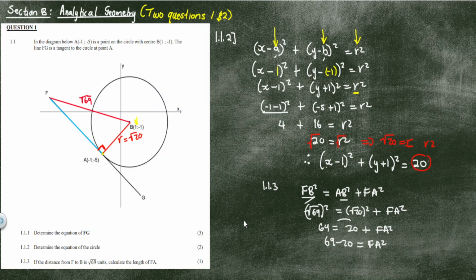So I'm going to calculate 69 minus 20. I'm getting 49, which is equal to FA squared. So now square root both sides. I find that FA is equal to 7 units. So that's our answer, FA.